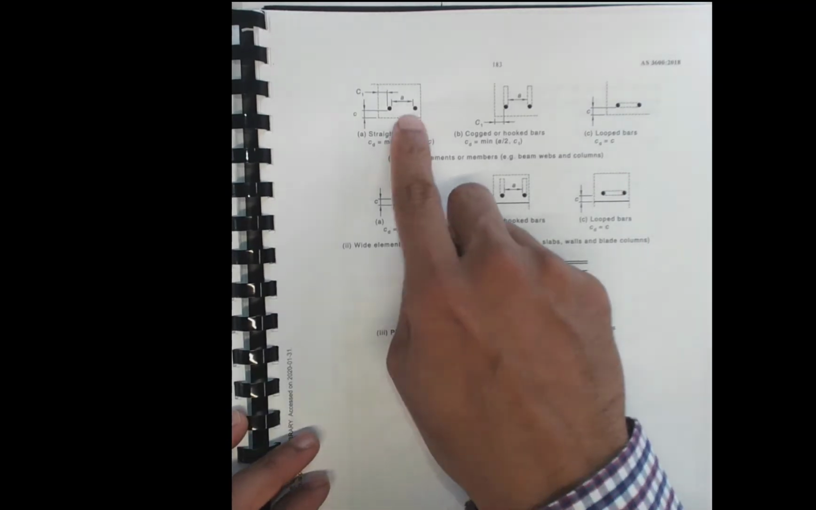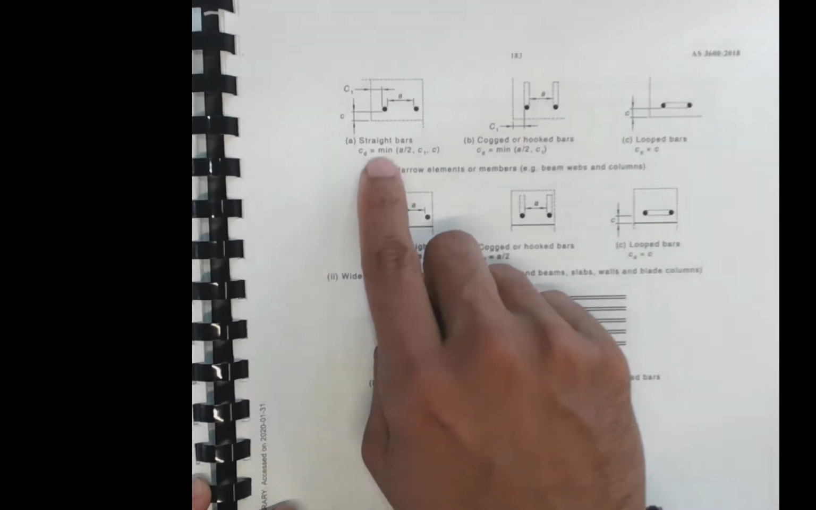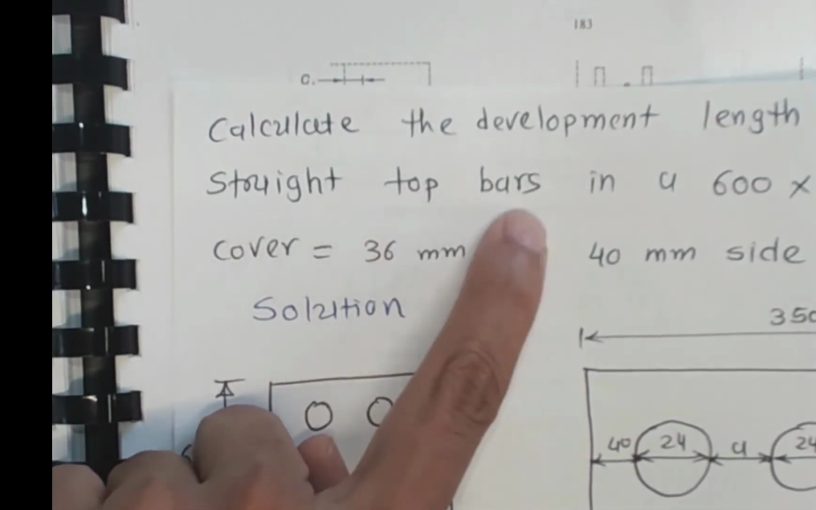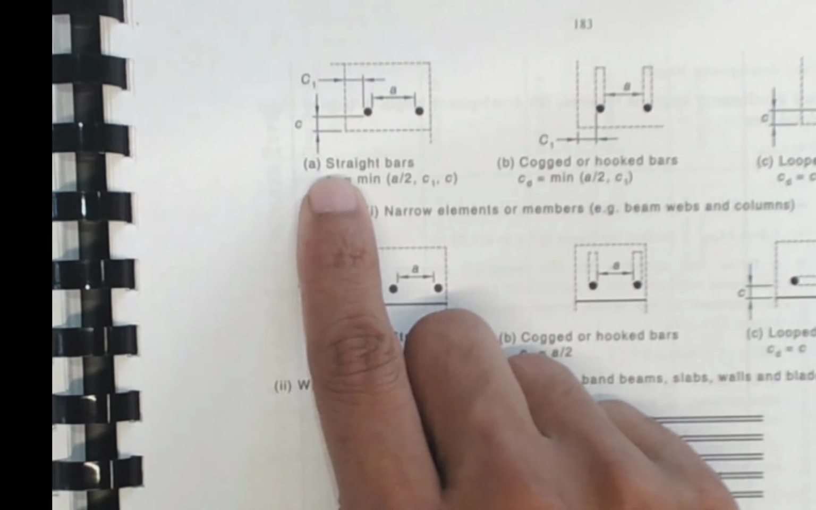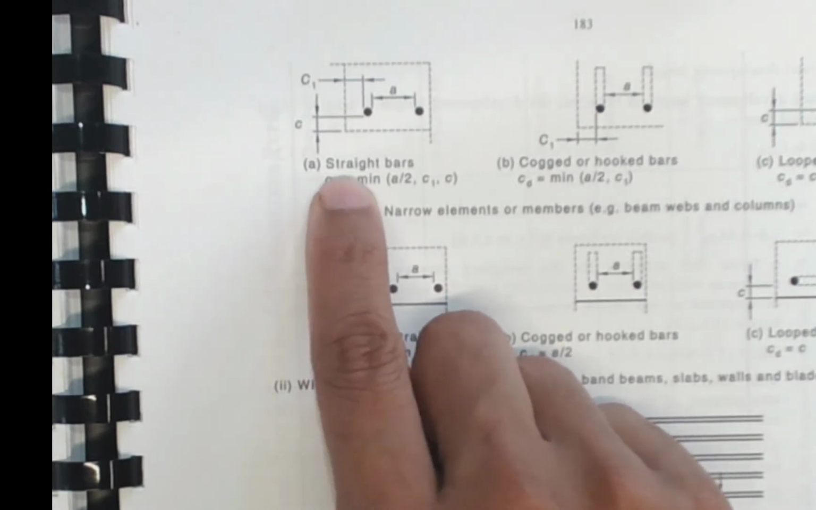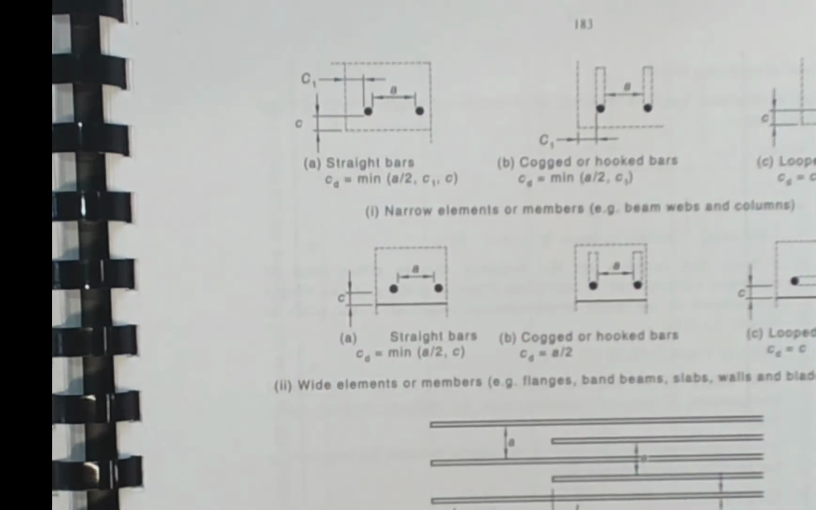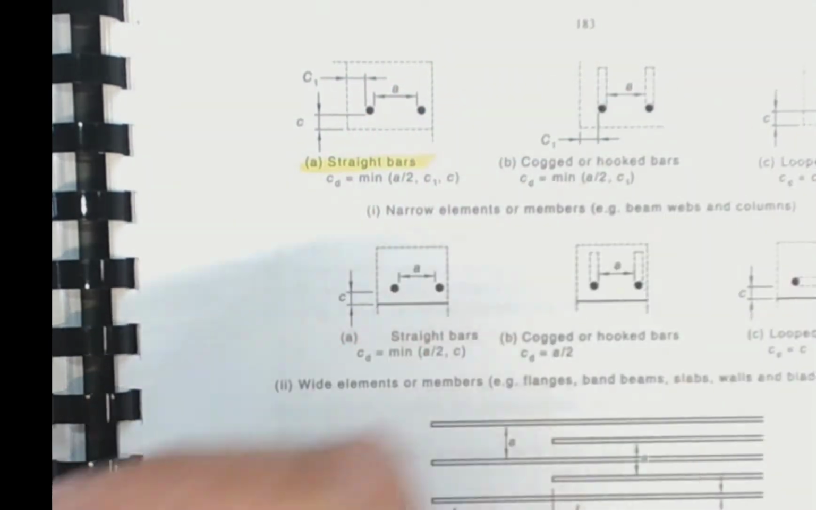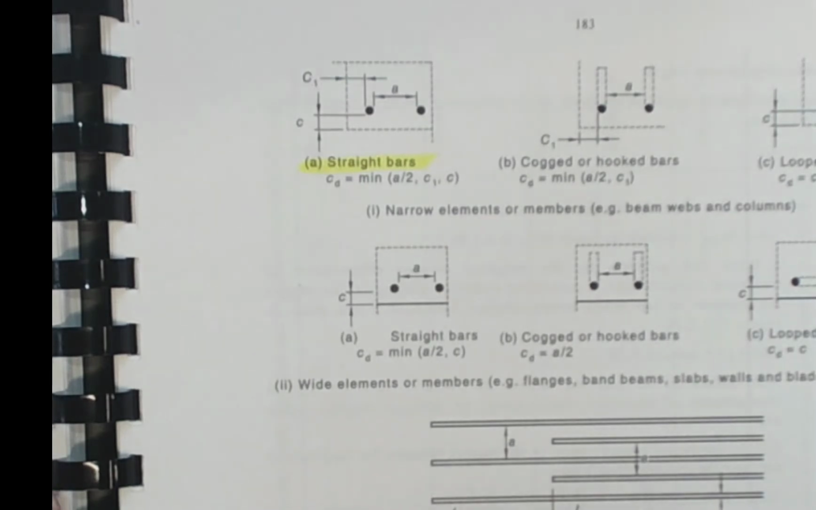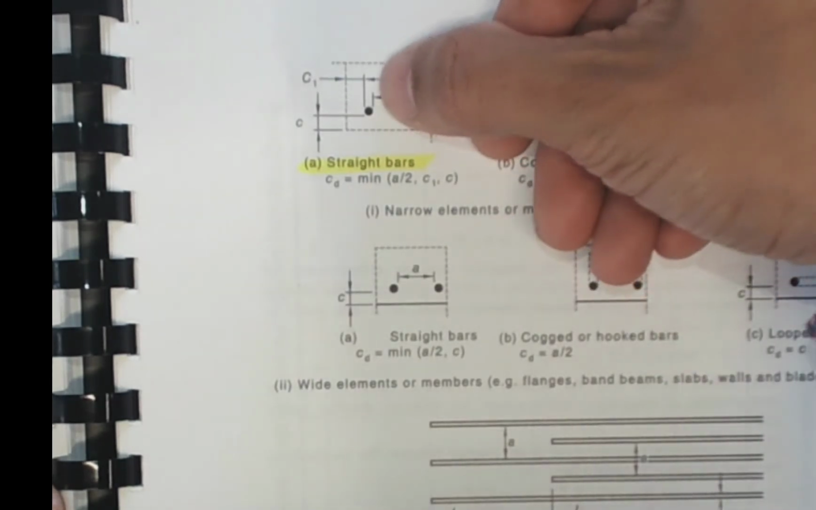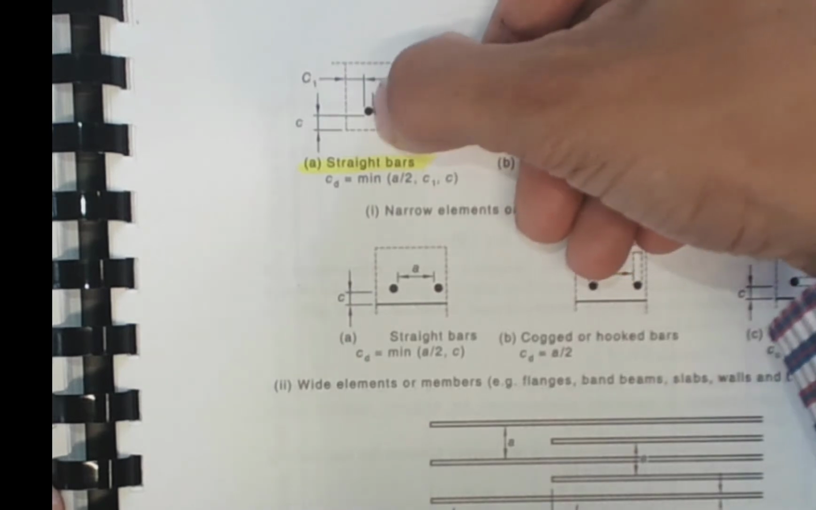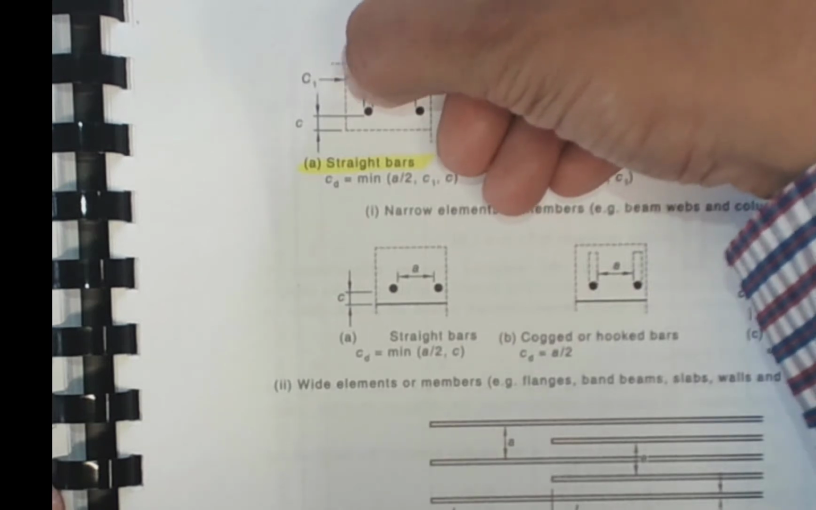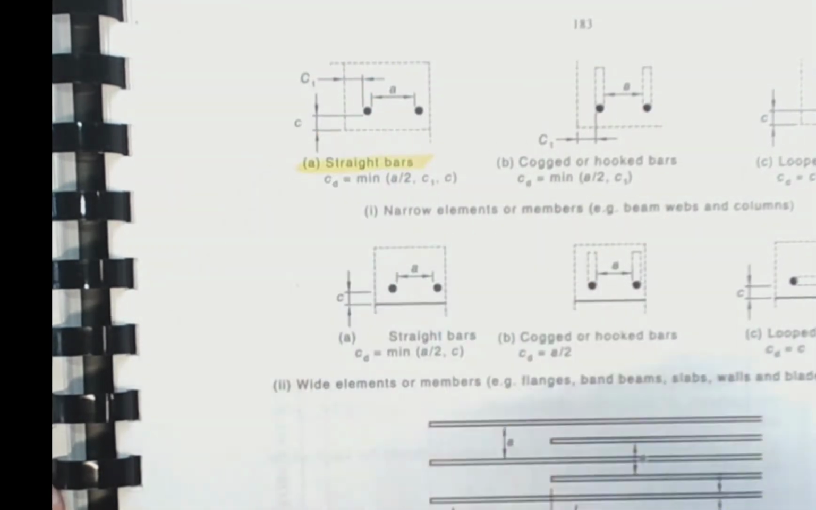On the page here we have various options. Now we have straight bars. The example says straight top bar. So in that case we are going to use Figure A, straight bars. Let me highlight that figure, which we mostly use for straight bars. We have 3 distances to recognize. First is A, the distance from surface to surface of the reinforcement, then C1, which is the side cover, and C, which is the top cover.